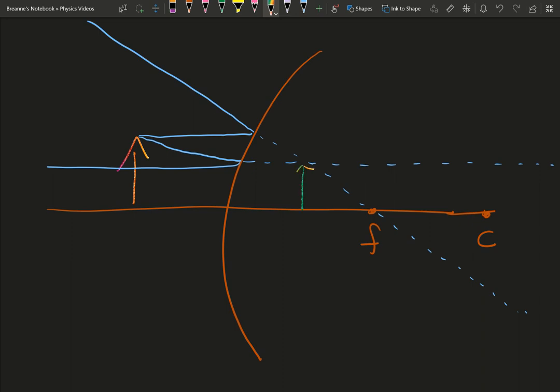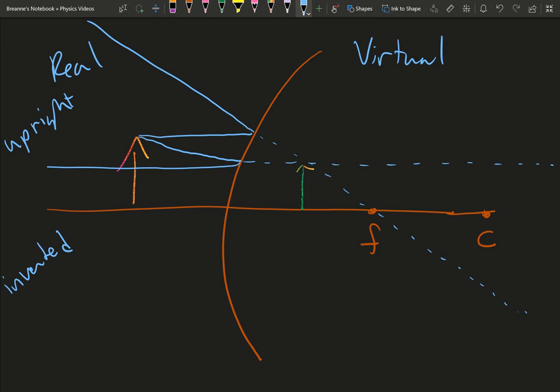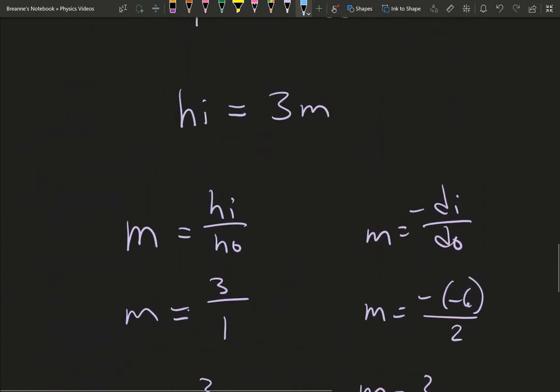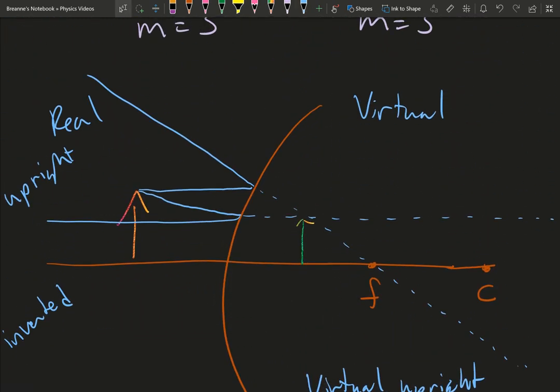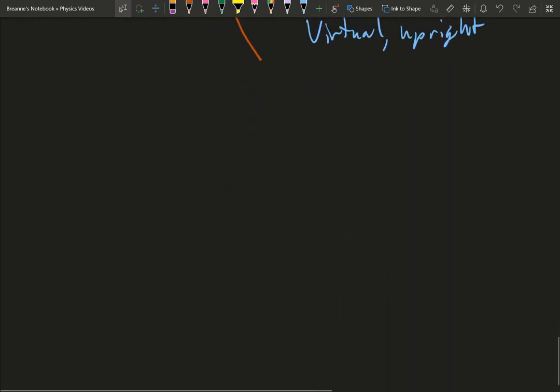And so again, if you remember, this side is real, this side is virtual, up here is upright, down here is inverted. So that would give us a virtual upright image. And again, you can sit there and do the exact same calculations. And that's pretty much all you're going to get for a convex. It's just that. Now your concave gets a little more complicated.